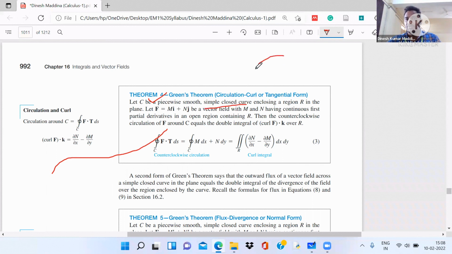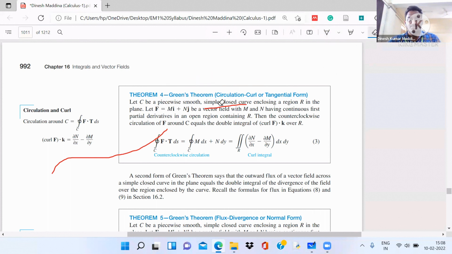A simple curve means, suppose you can say this is a simple curve. If it was intersecting itself, it is not a simple curve. A curve which does not intersect itself is known as a simple curve. Okay, next.